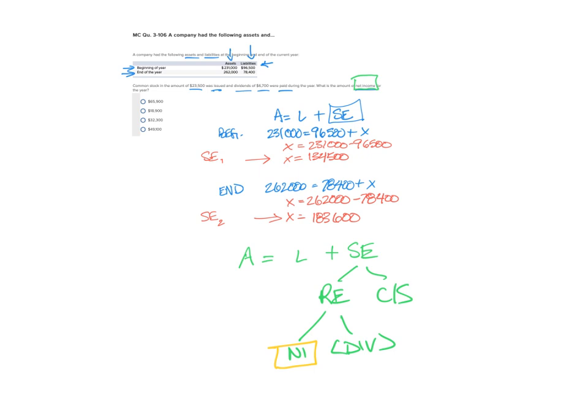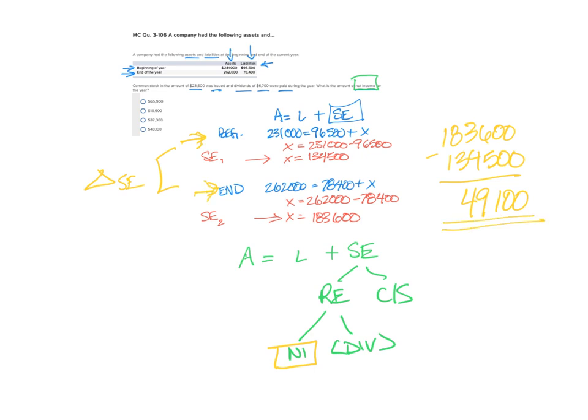One thing that we'll notice is by calculating the beginning of the year and the end of the year, we do have in between here a change in stockholders' equity. The change in stockholders' equity is 183,600 minus 134,500. In other words, that gives us 49,100. So from beginning of the year to the end of the year, stockholders' equity has changed by 49,100. That change was made up of the change in these two accounts.